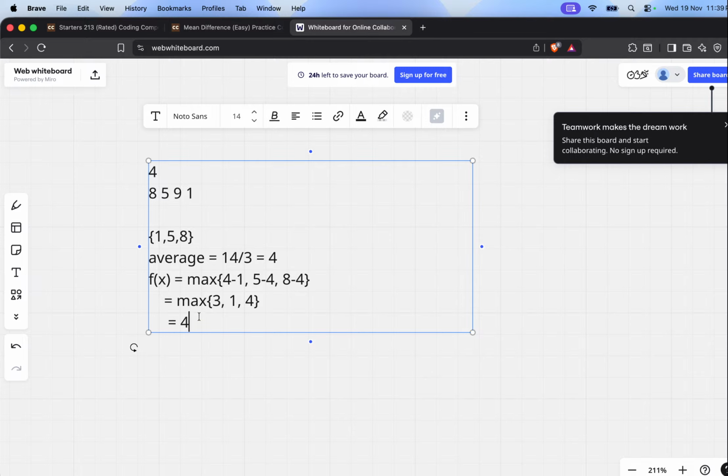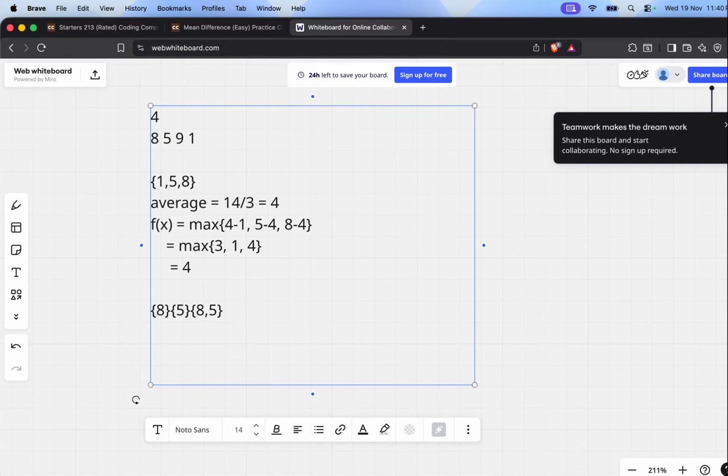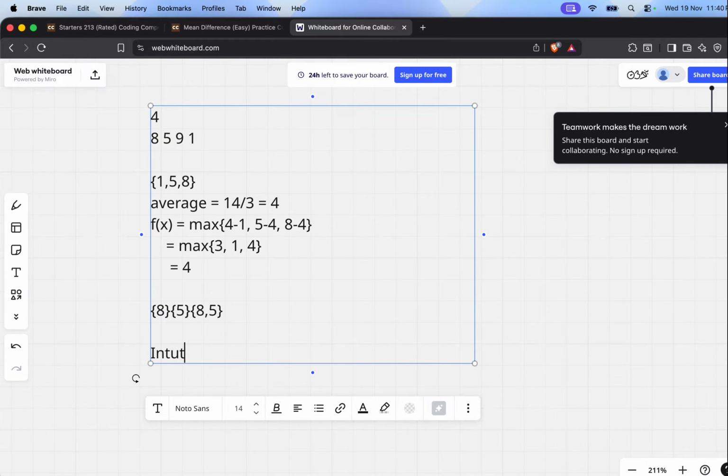Okay. Now, for all the subsequences that can be generated, like 8 is in itself a subsequence, 5 is in itself a subsequence, 8, 5 is a subsequence, the maximum value of FB is to be calculated. All right. So what is the first intuition that came into my mind while solving this question?